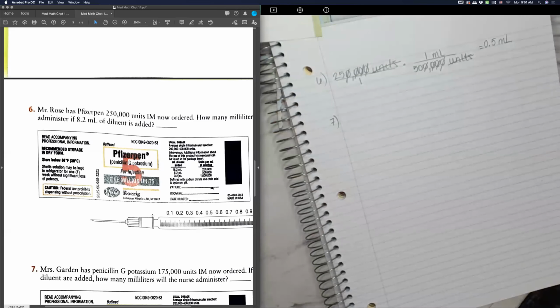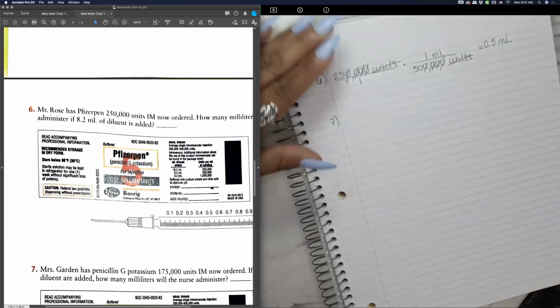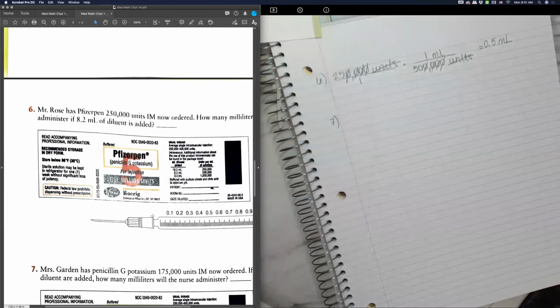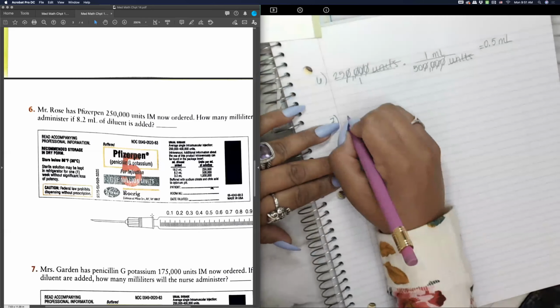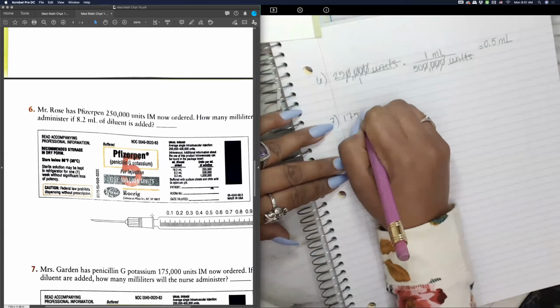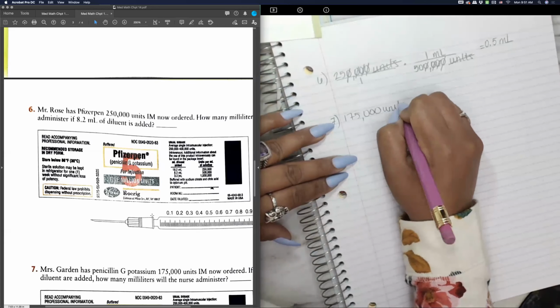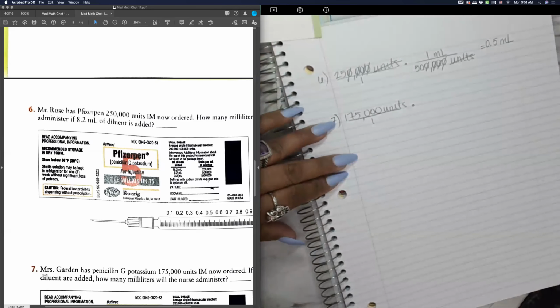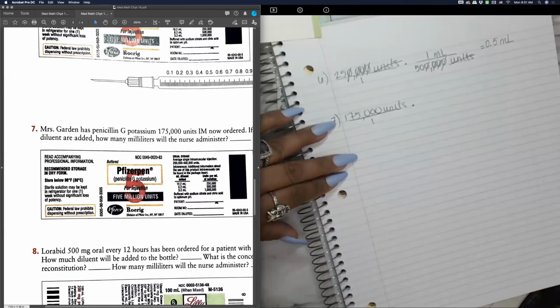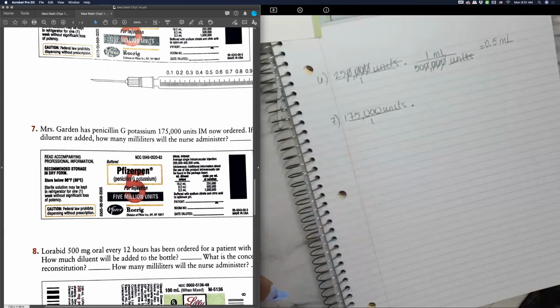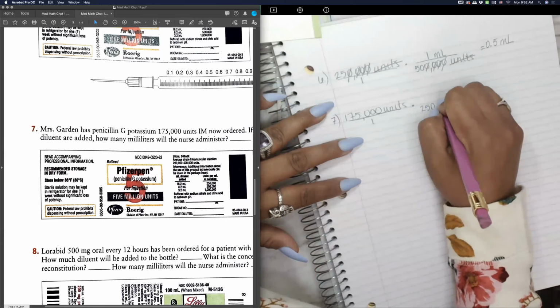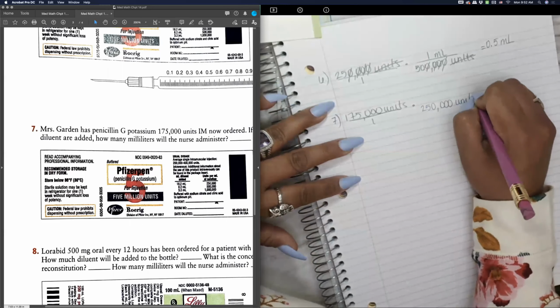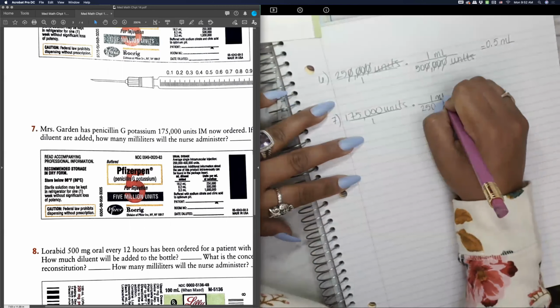Number 7. The question is, how many milliliters will the nurse administer if 18.2 milliliters of diluent is added? So the order prescribed is 175,000 units. This time they're telling us to use the 18.2 milliliters of diluent added, and that results in a concentration or a dosage strength of 250,000 units per 1 milliliter.